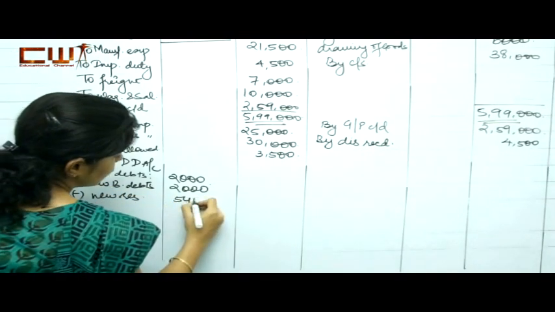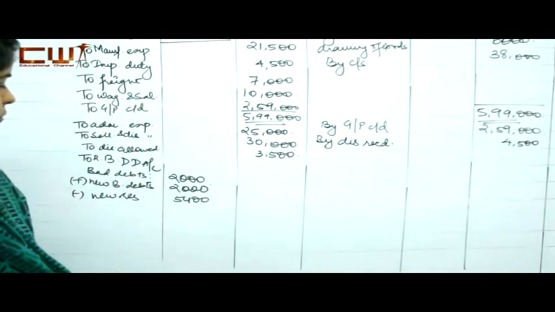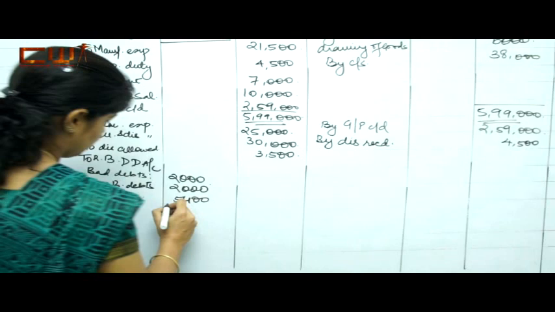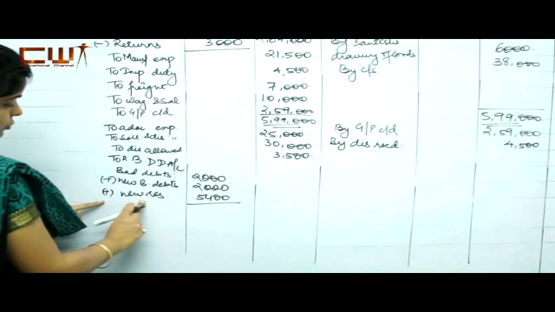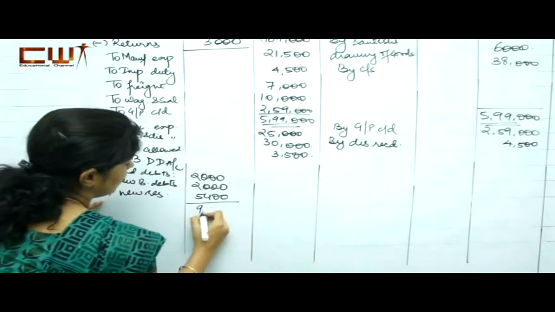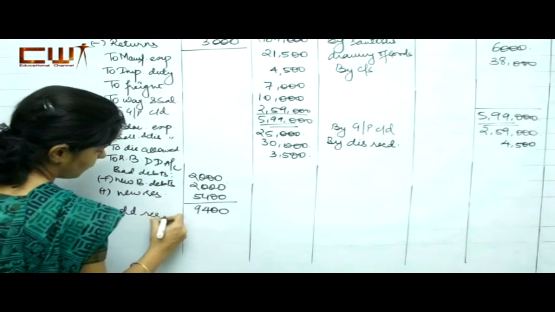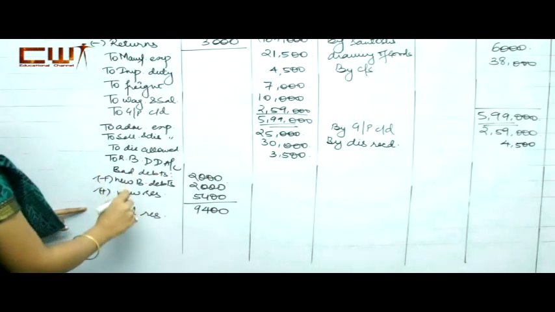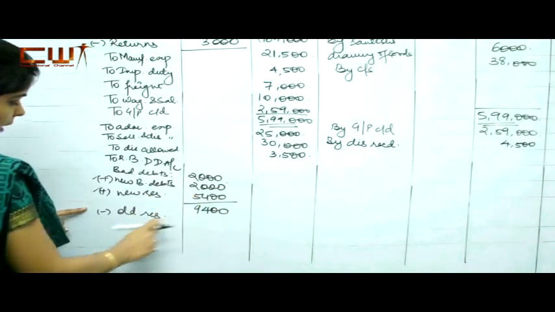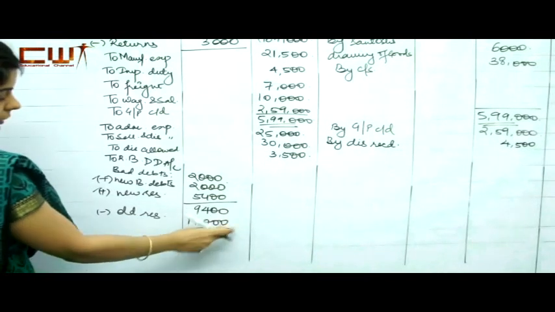New reserve is 5,400. I'm sorry, this is 2,000 plus new bad debts 2,000 plus new reserve 5,400. This will give you 9,400. Right? Now you have the old reserve given to you in the question that you will subtract. Both the new bad debts and new reserve will be added. Old reserve is given to you as 11,000.